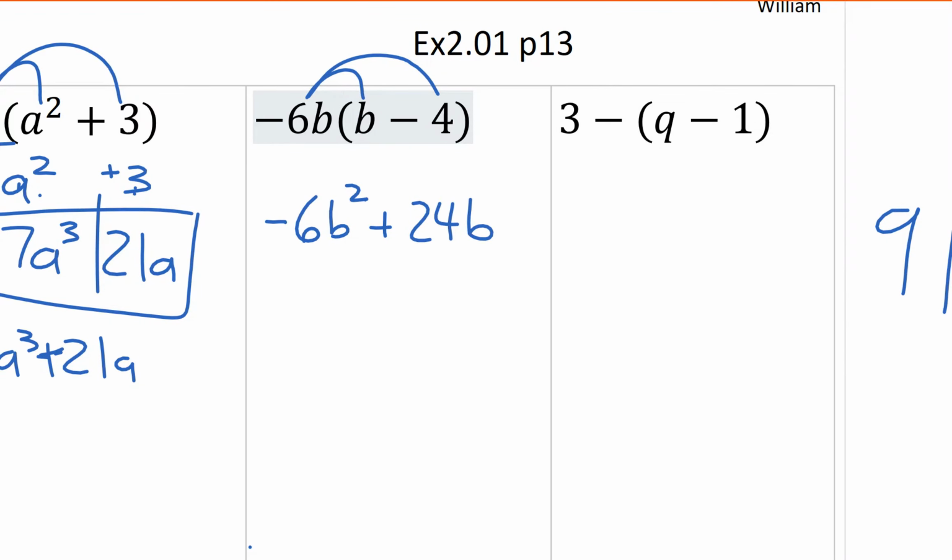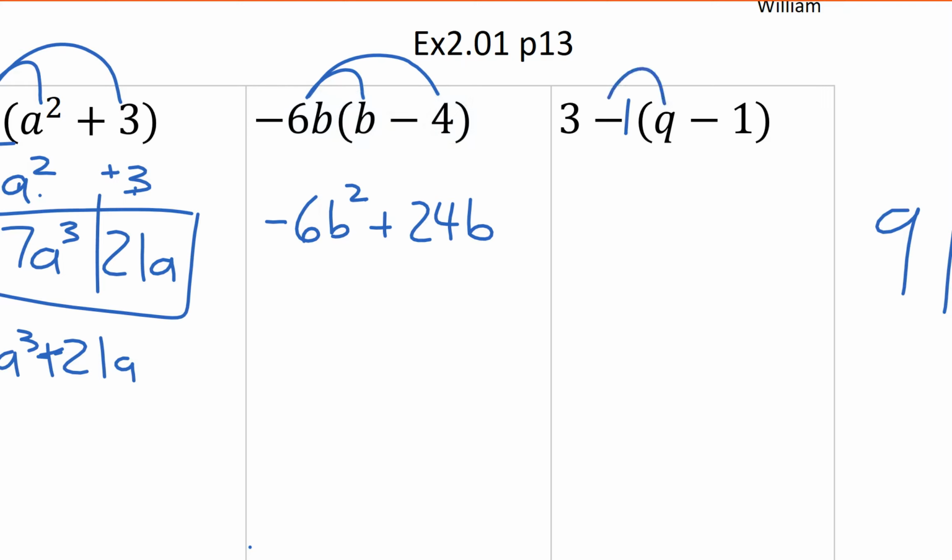3 minus q minus 1. What is that? Is there a bracket there that I have to expand? So we will change the sign of the inner value q? No, I don't change the signs of inner stuff. That's a trick. So what I need to do is expand that bracket, because what's the number in front of that bracket? Plus 3? No. Negative 1. So I need to expand that bracket.